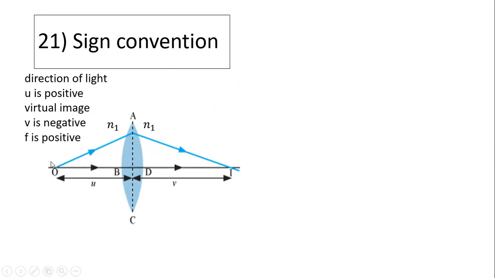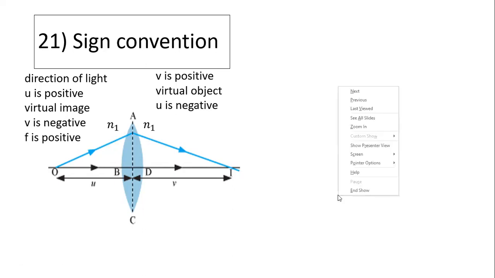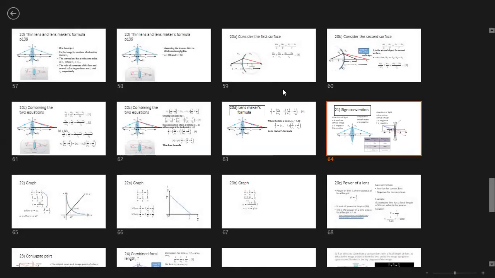U is positive is here. Real is positive. So is your V is here. V is positive. Yeah. F is also positive. But if your V is here, then it's negative. Then U will be negative. So if U is here, yeah. Right? U is here, then U is negative. It's a virtual object. Okay. It's a bit confusing, this topic. Yeah, it's really confusing. That's why I teach you. I have to go and master it myself.